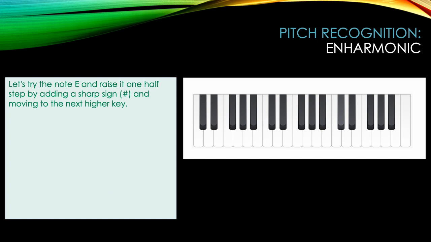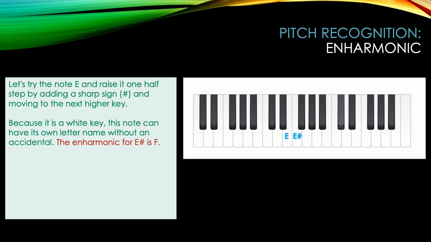Let's try the note E and raise it one half step by adding a sharp sign and moving it to the next higher key. Because it is a white key, this note can have its own letter name without an accidental. The enharmonic for E sharp is F. Here are the E sharp and F enharmonic notes on the staff.